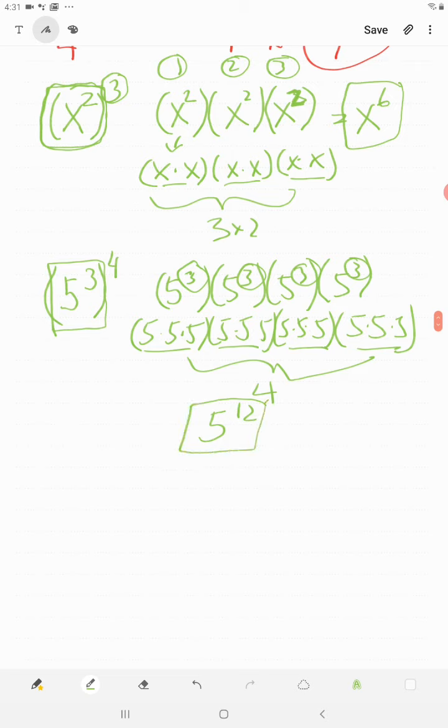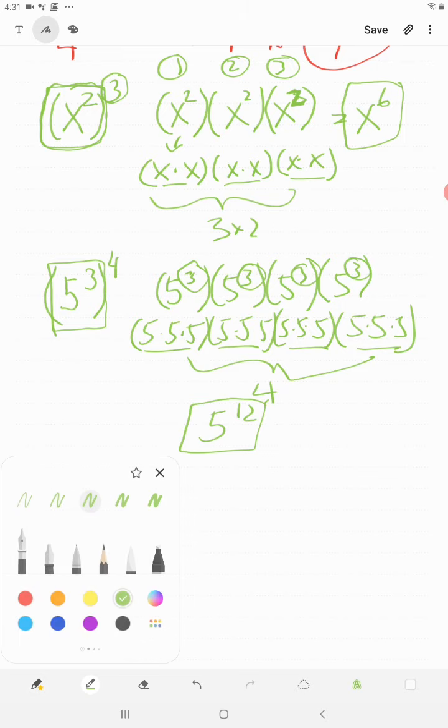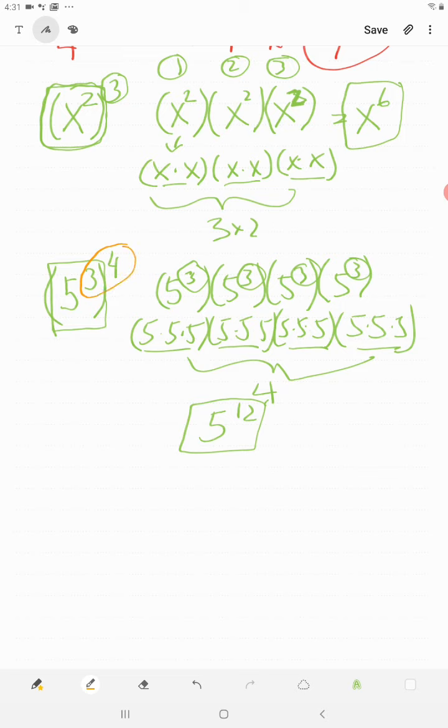I hope that shows you that when we raise a power to a power, you see the shortcut we can take right here. I really wouldn't call it a shortcut, just more an observation. This is really 4 groups of the 3, so that's 12. 3 groups of the 2, and that's 6. And so that's why when you raise a power to a power, all you really need to do is multiply it.